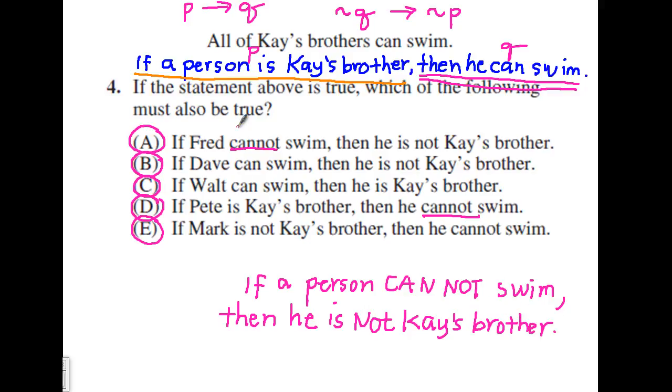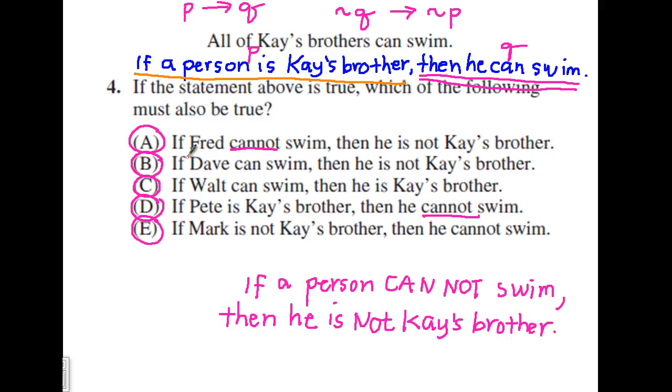So let's look at the logic. If a person is K's brother, then he can swim. But if that person cannot swim, then he cannot be K's brother, because all of K's brothers can swim. So let's follow this pattern and see which among these options will fit this contrapositive. So the form is not Q implies not P.